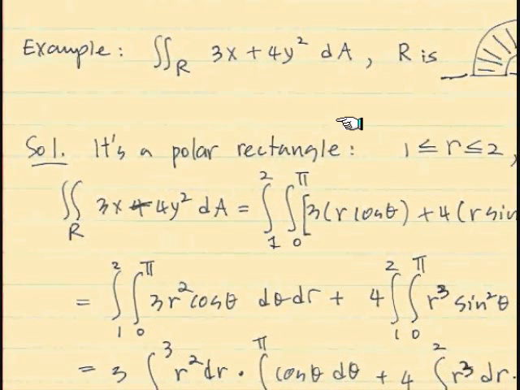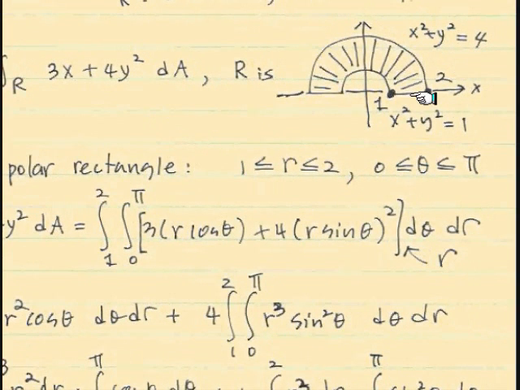Right, let's take a look at an example. This is a double integral of this quadratic polynomial over the region R, and region R looks like this. The inside boundary is given by the circle equation x squared plus y squared equals 1.